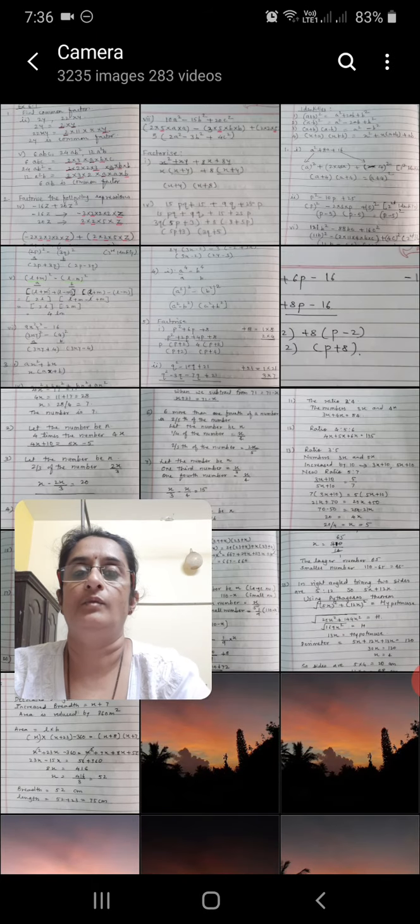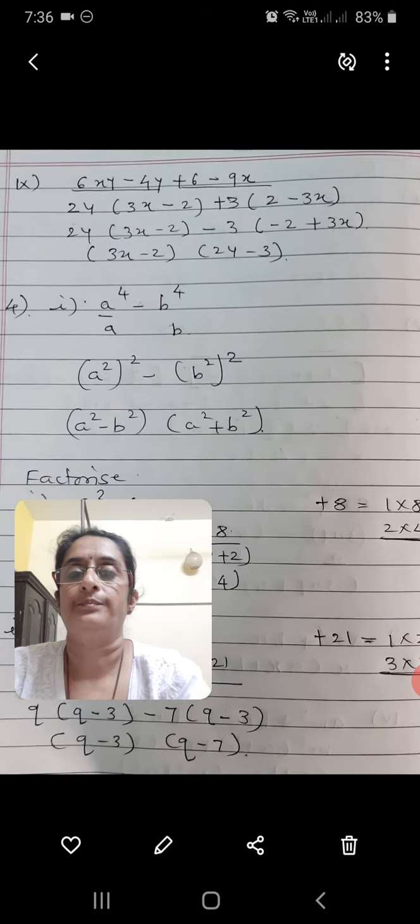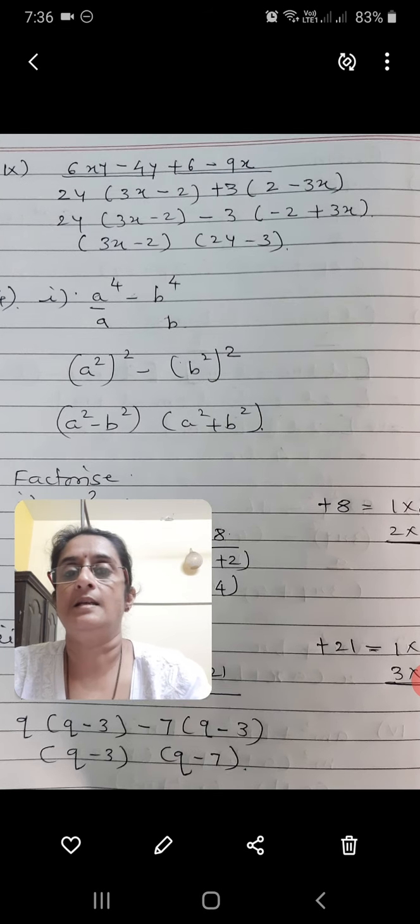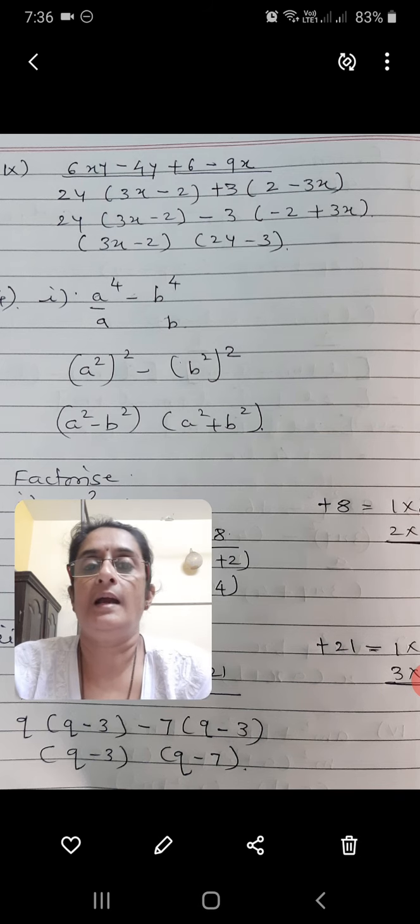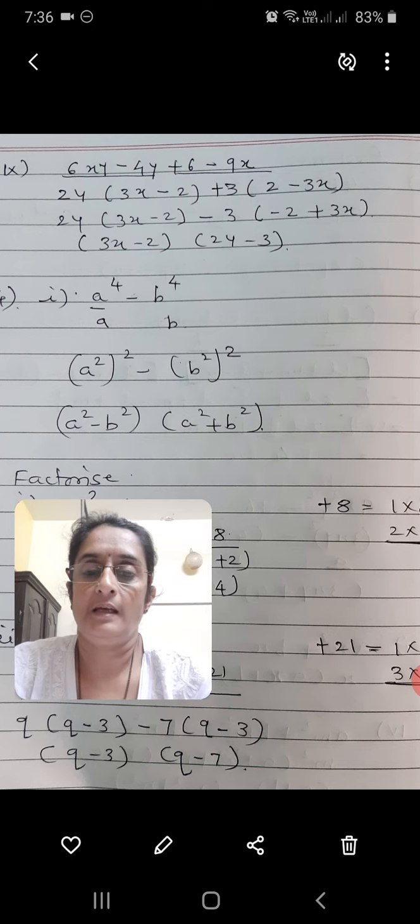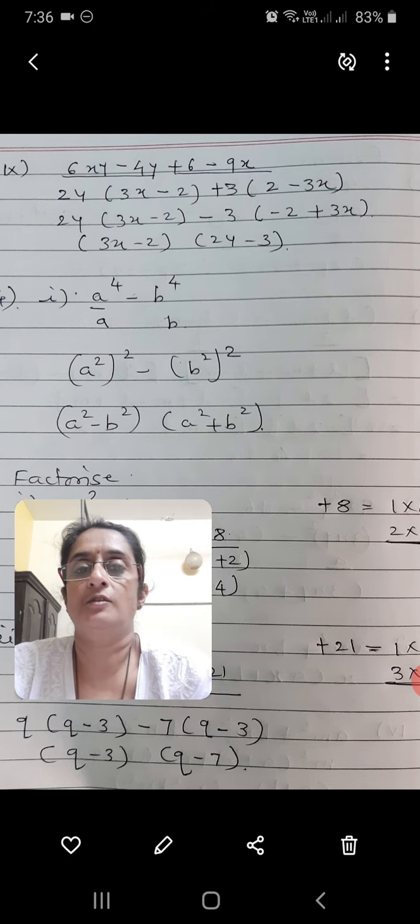Let us take one more question from that. That is 6xy minus 4y plus 6 minus 9x. So again here also we have to make two parts of that term. The first part will be 6xy minus 4y. The second group will be 6 minus 9x. So what is common between these two terms?